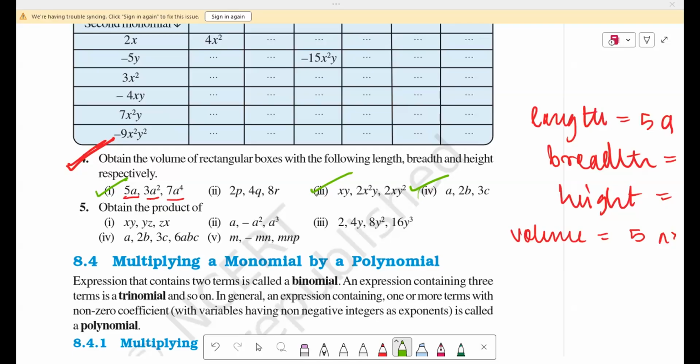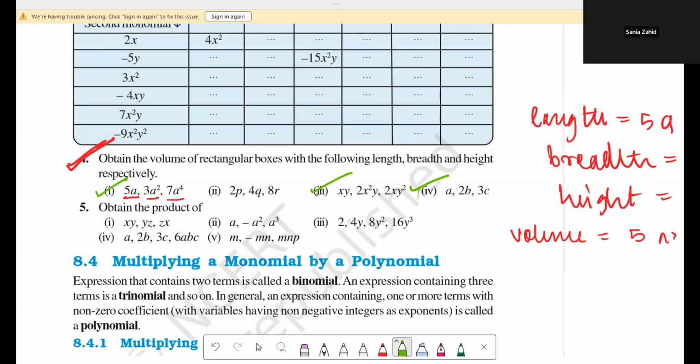Children, have you completed? Yes, ma'am. Okay. So let's have a discussion now. Who will tell me the first one? Ma'am, can I say? Yeah, sure. Tell us the first one. Ma'am, for the first one, it's 105 a to the power 7. And what does Mustafa get? Yes, ma'am, the same. Good. So first answer is correct.